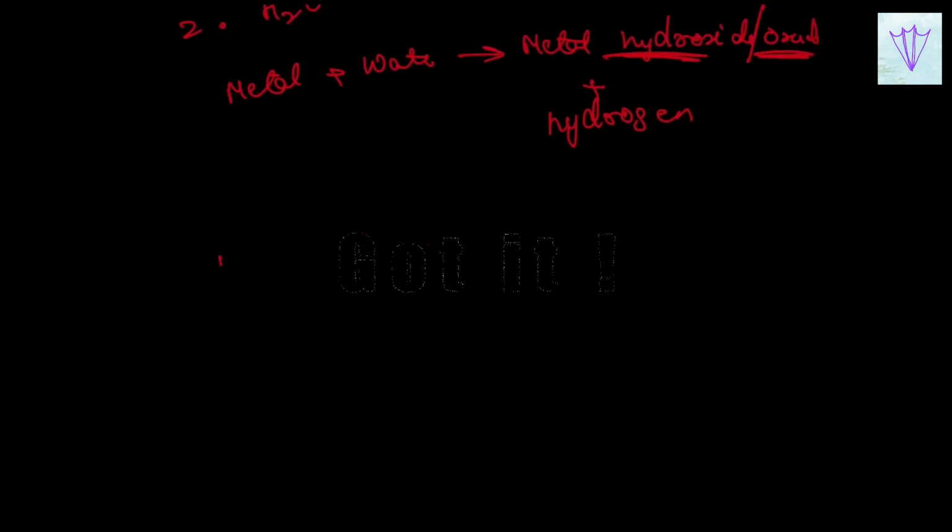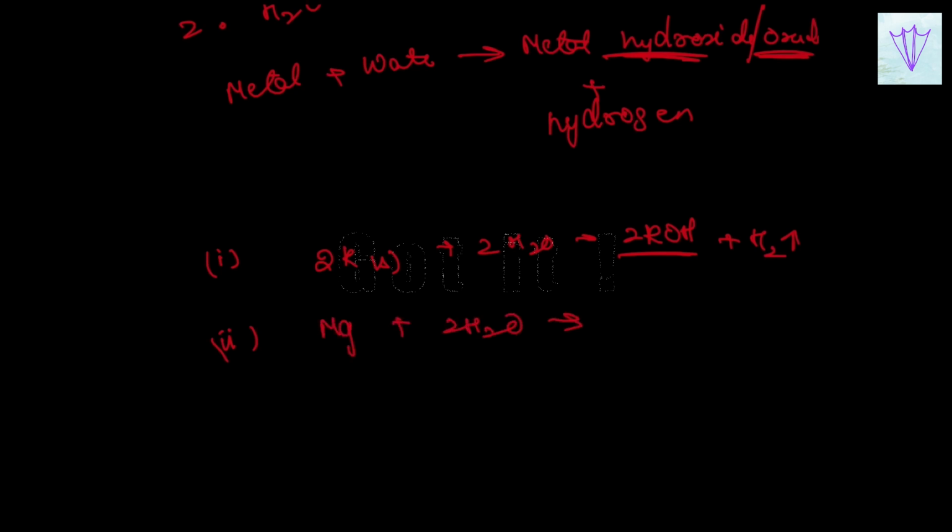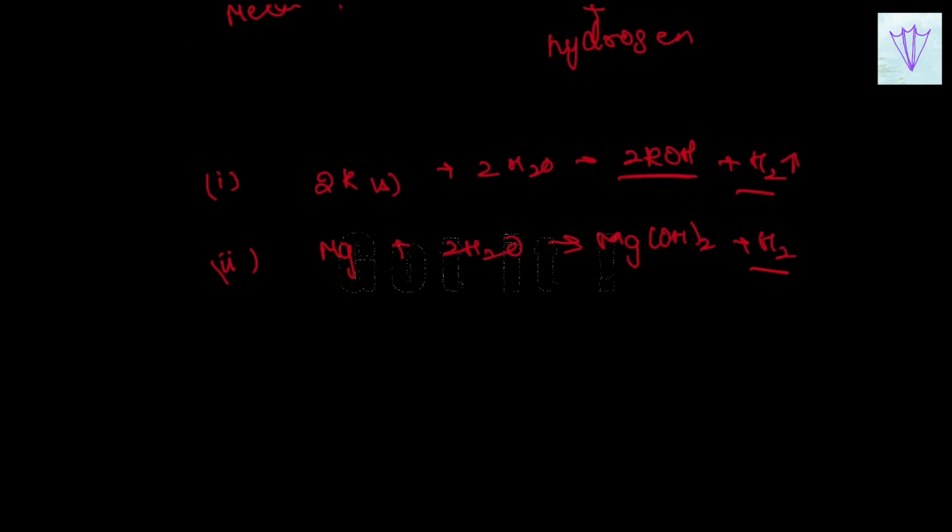Let us see the examples. The first example is the reaction of potassium with water. We can see the formation of hydroxide, so we can understand that it is a highly reactive metal. Therefore we find the hydroxide formed. The next reaction is magnesium with water. Mg plus 2H2O will give rise to Mg(OH)2 plus H2. Formation of hydrogen is common.